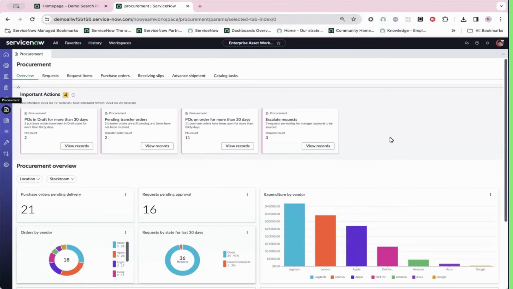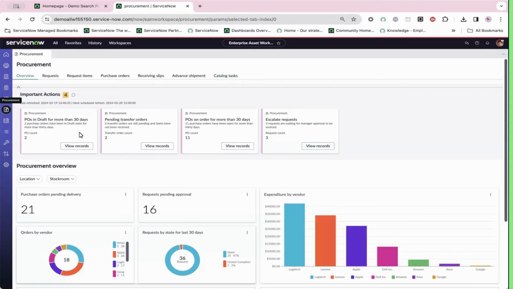So with the procurement view in Enterprise Asset Workspace, customers can now manage the various procurement tasks efficiently, such as monitoring requests and requested items, as well as generating purchase orders, and receiving slips coming in from shipment, and catalog tasks, where you're now able to also automate some of those asset record generations for all of your requested assets, including error handling of the asset record generation. And so you can see your important actions here.